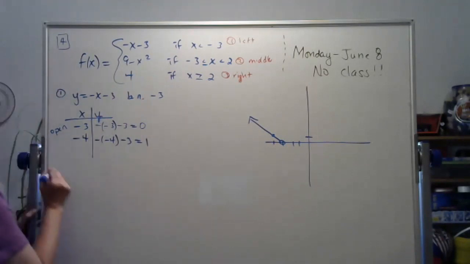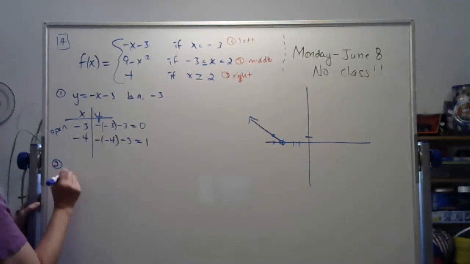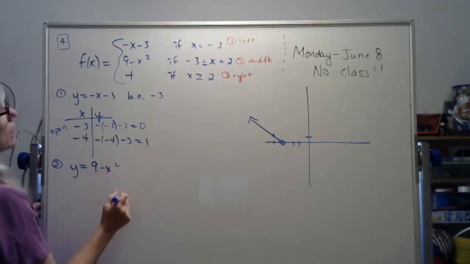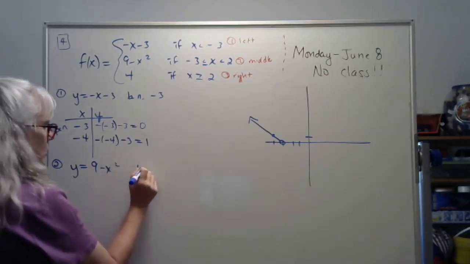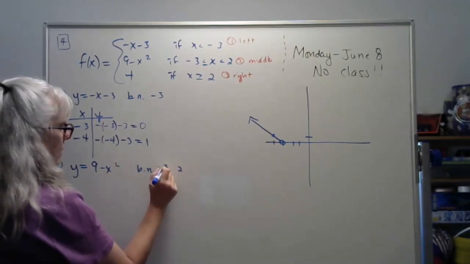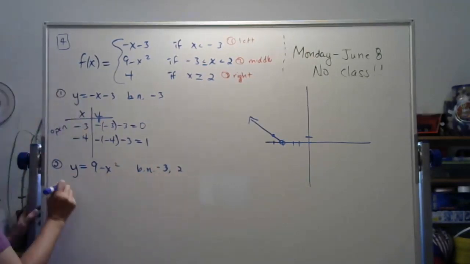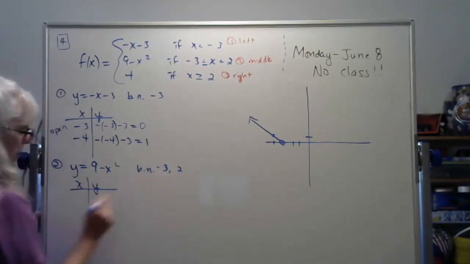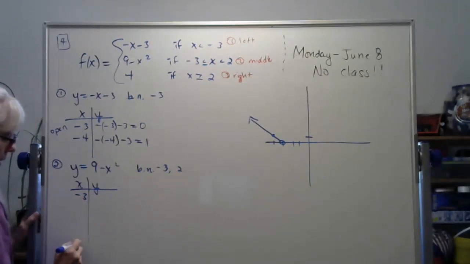Okay, piece 2, right smack in the middle, is y equals 9 minus x squared. And this one's got boundary numbers starting at negative 3 and going off to 2. So that gives me a nice range of numbers to use on my little chart. So I have x, I have y. We're going to start at negative 3, and the last number we're going to plug in is a 2. And I don't know what I'm going to do in between, but I'm going to leave room.